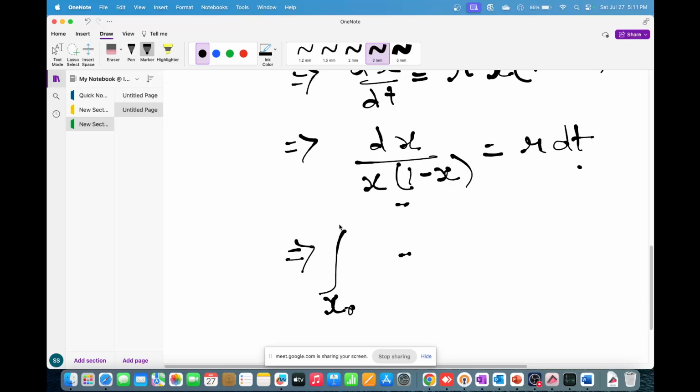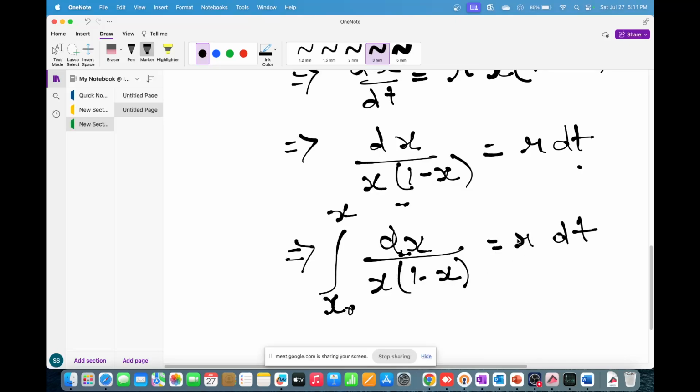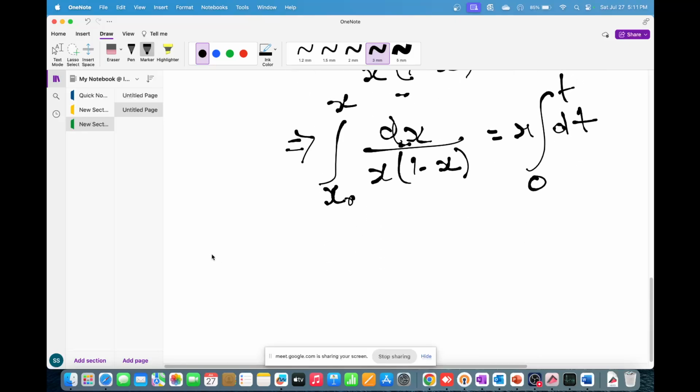So if your initial concentration is x naught, the final concentration is x. So this becomes dx by x into 1 minus x equal to r dt, and here you integrate from 0 to t. So at t equal to 0 you assume that your initial concentration is x naught, and at t equal to t you assume your concentration is x. So you do a simple integration of this.